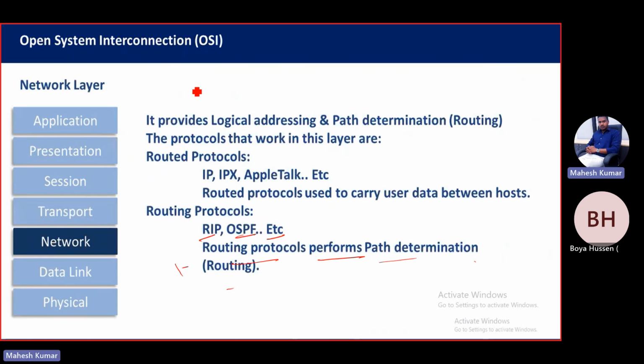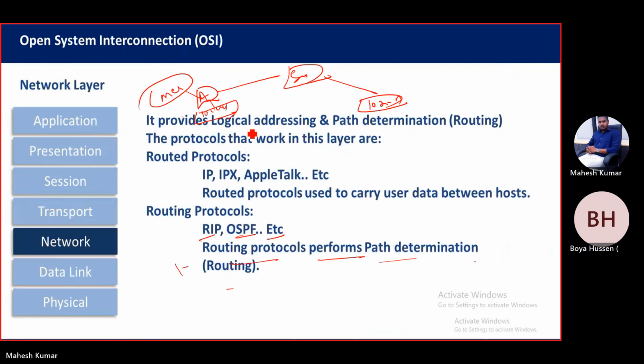Let's suppose a PC has 10.0.0.1 connected with a switch, and it is connected with another PC which has 10.0.0.2. So it provides logical addressing. Logical addressing means the IP is a logical address, and the MAC address is a permanent address. The MAC address is called a permanent address, the IP address is called a logical address.